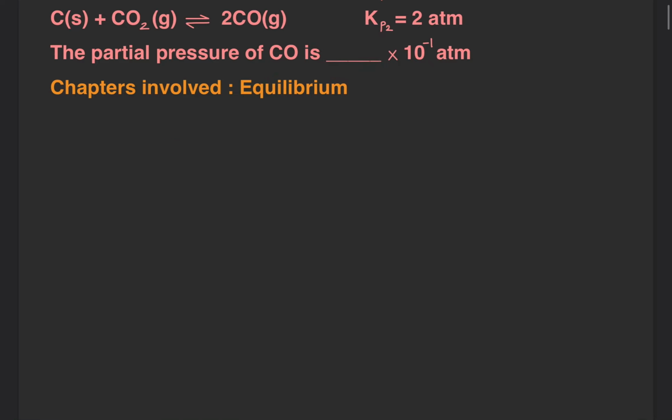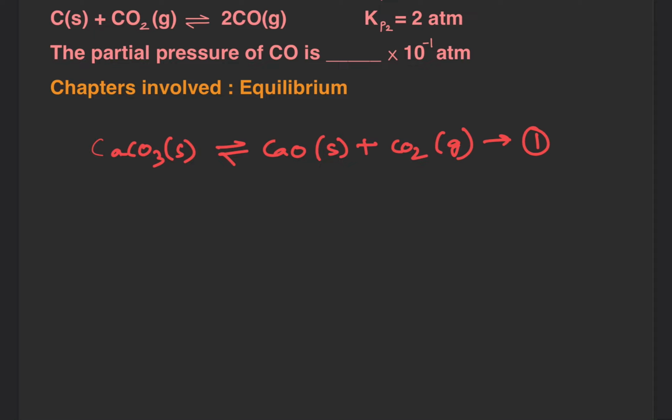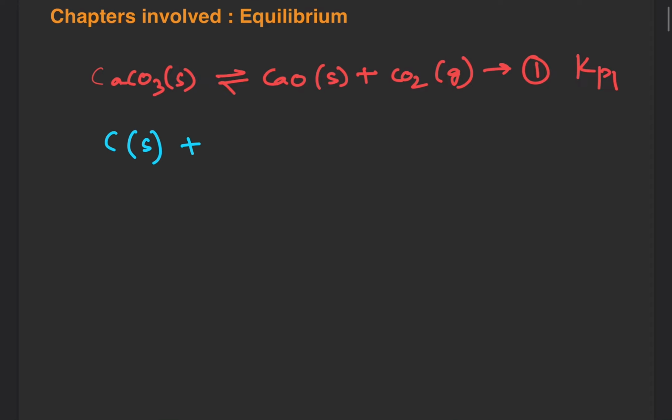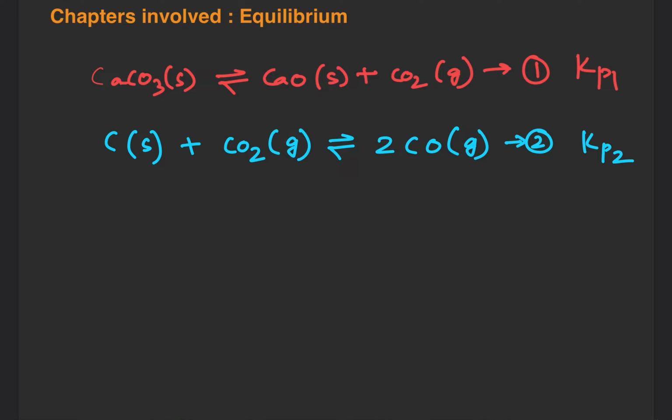So let's say that this reaction, that is CaCO3 solid, CaO solid plus CO2 gas. So this is our reaction 1, and it has an equilibrium constant of Kp1. And let's say this reaction, that is C solid plus carbon dioxide gas in equilibrium with 2 carbon monoxide gas. Let's say this reaction is reaction 2 and the equilibrium constant is Kp2.